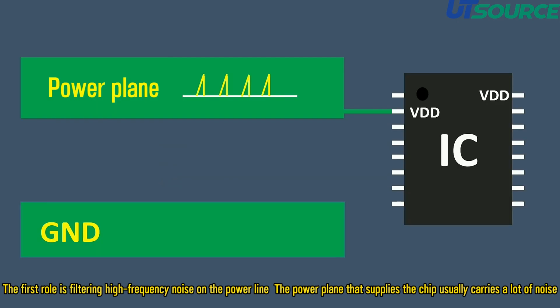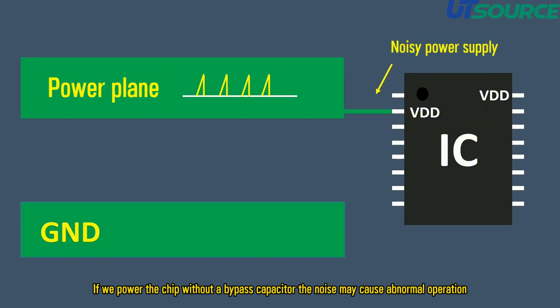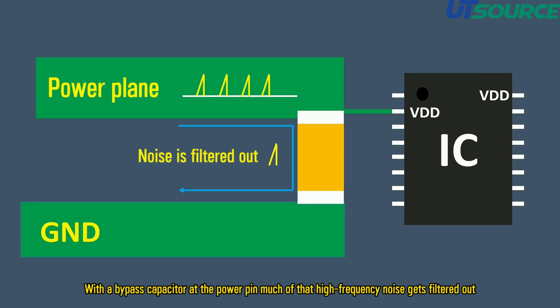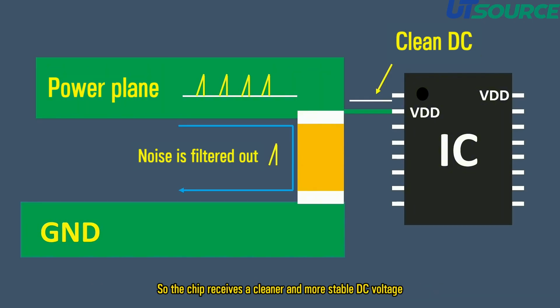The first role is filtering high-frequency noise on the power line. The power plane that supplies the chip usually carries a lot of noise. If we power the chip without a bypass capacitor, the noise may cause abnormal operation. With a bypass capacitor at the power pin, much of that high-frequency noise gets filtered out. So the chip receives a cleaner and more stable DC voltage.